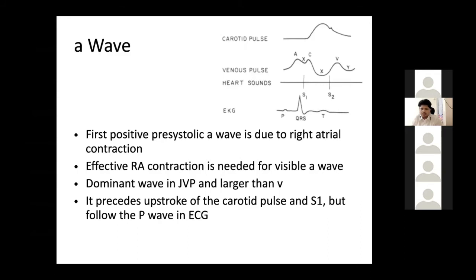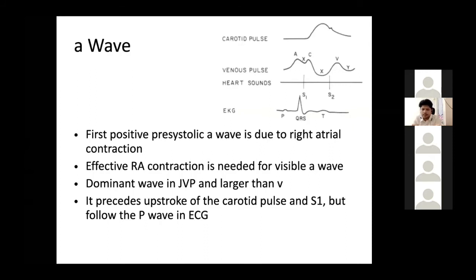Also, it's a dominant wave in JVP and always larger than the V wave. You should always remember that in the right atrium it is the A wave which is bigger than the V wave. However, in the left atrium it is the V wave which is more prominent than the A wave. So this point you should always know, and it precedes the upstroke of the carotid, that is, and S1.